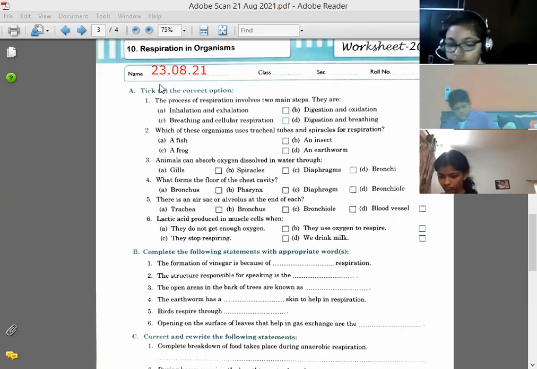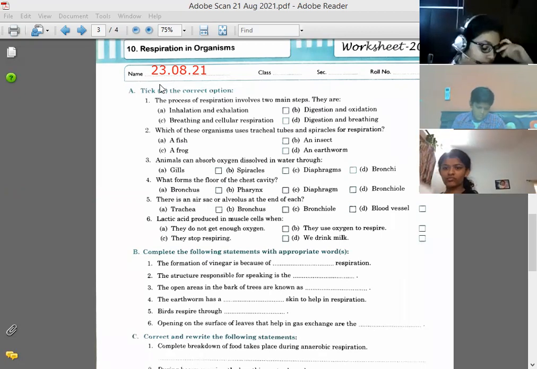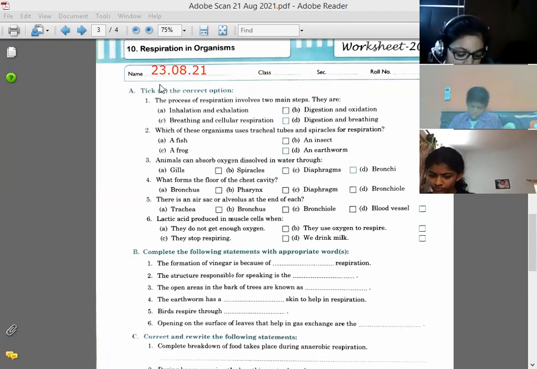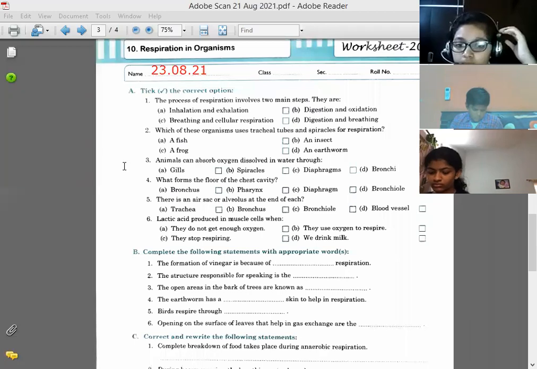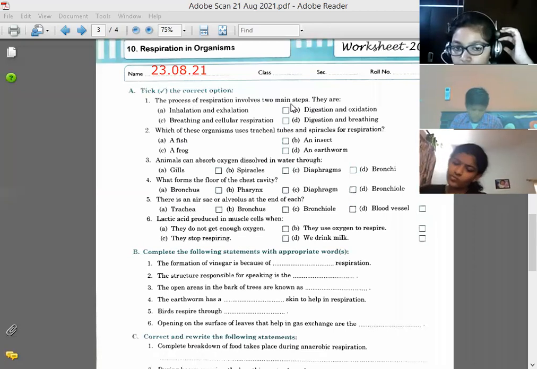Today we'll continue worksheet number 20 from your NCERT workbook. This worksheet is related to chapter number 10, respiration in organisms. The first question is to tick the most appropriate answer. The process of respiration involves two main steps. They are, you may give the right option: inhalation, exhalation, breathing and cellular respiration.